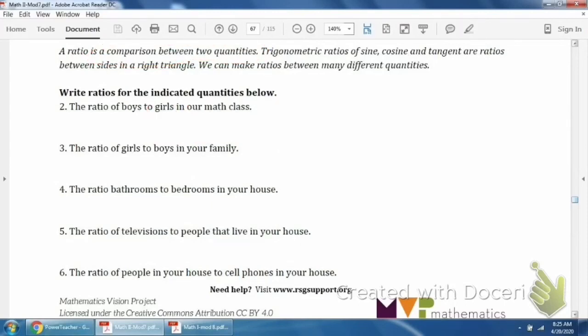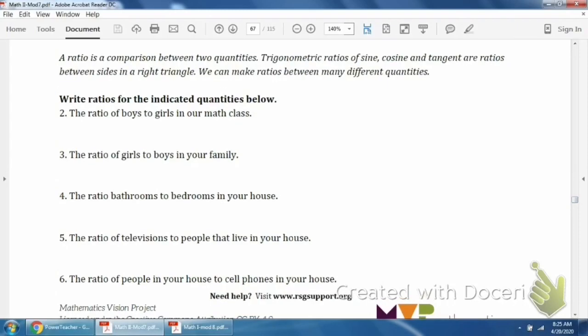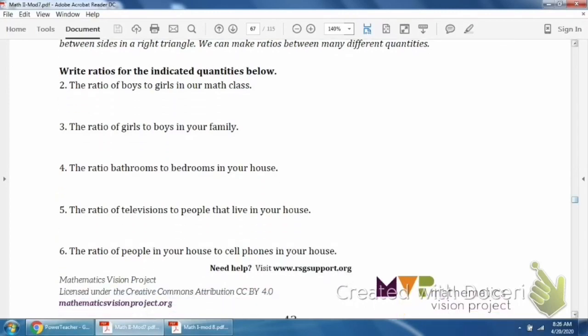They even talk about here the trigonometric ratios, sine, cosine, and tangent. We just got done with all those. Those are all ratios between the sides, so it's like opposite over hypotenuse, you know. Alright, so for 2 through 6, just make up the numbers. I don't care. You can do it with the real numbers, like of boys and girls in our math class. You probably won't know that. So just make up the numbers and write the ratio.